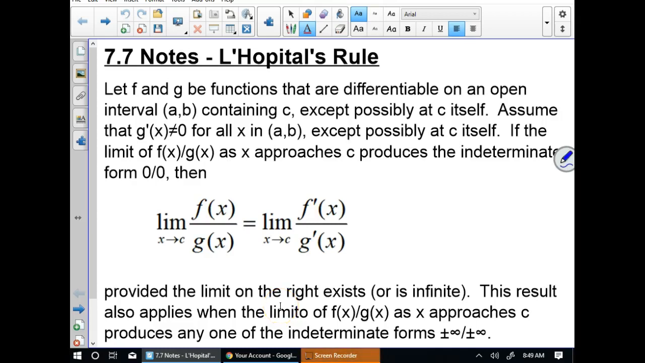L'Hopital's rule actually has to do with limits, but I can't teach it to you whenever we do limits because you don't know how to take a derivative. And you have to be able to take a derivative in order to use L'Hopital's rule to take a limit. So I always have a hard time figuring out where to put it in.